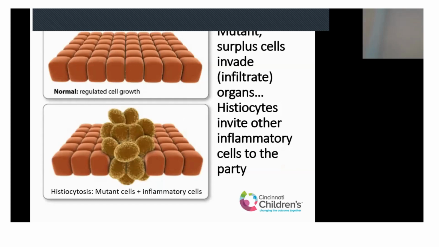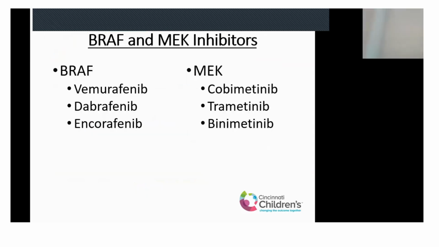And in histiocytic disorders, where you have these mutant cells, they invite other inflammatory cells to join their party. And there's no room for all these cells. So what happens? They just start growing where they don't need to be. That is the problem in all these histiocytic diseases. You have these mutant histiocytes that have BRAF or MEK mutations that are constantly relaying a signal that is not needed, and they bring in other inflammatory cells. And so this is why we use treatments like BRAF or MEK inhibitors.